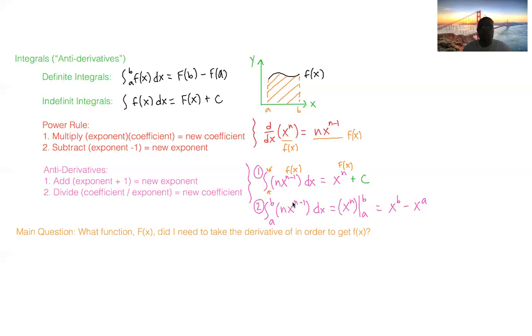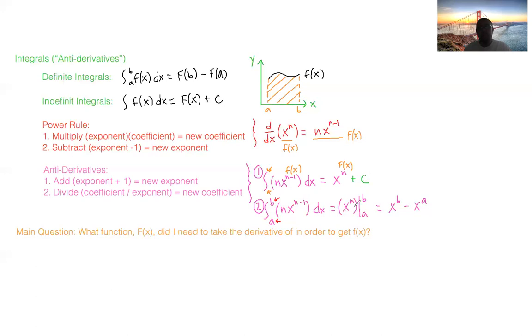It's a little bit different when you're given the same problem, but you are also given an interval. So number 2 here is the same: the integral of this function, n x raised to the n minus 1, with respect to x, on the interval from a to b. In this case, you don't tack on a plus c because this one is defined, okay?